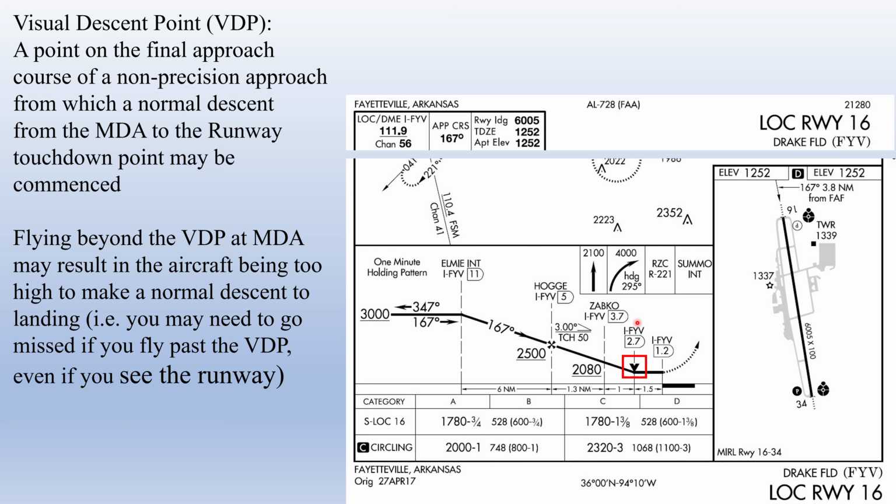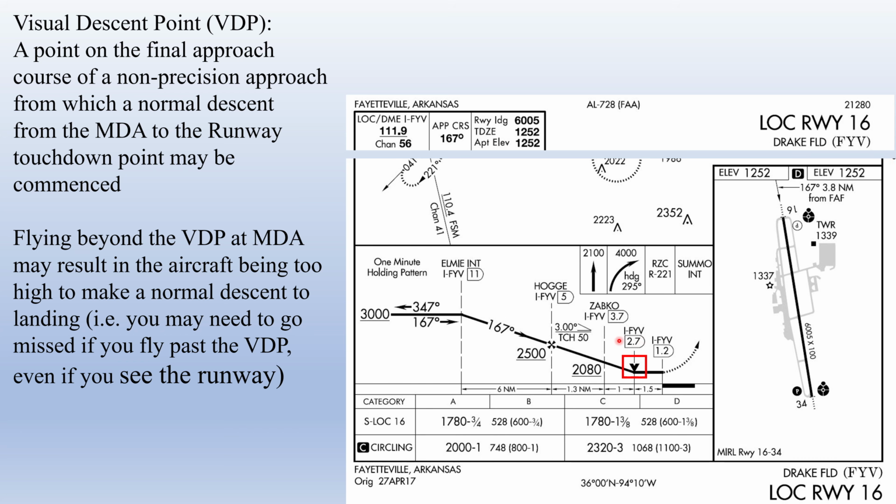So looking at our example approach, this localizer to runway 6 into Drake Field in Fayetteville, Arkansas, the VDP is at 2.7 DME, so this is where we would arrive approximately at our DDA of 1830 feet. And normally, if we get the runway in sight at this point, we just continue a normal descent down to a normal landing. But if we don't get the airport in sight, again, we could level off at our DDA or even our MDA and fly forward till we get to the missed approach point.